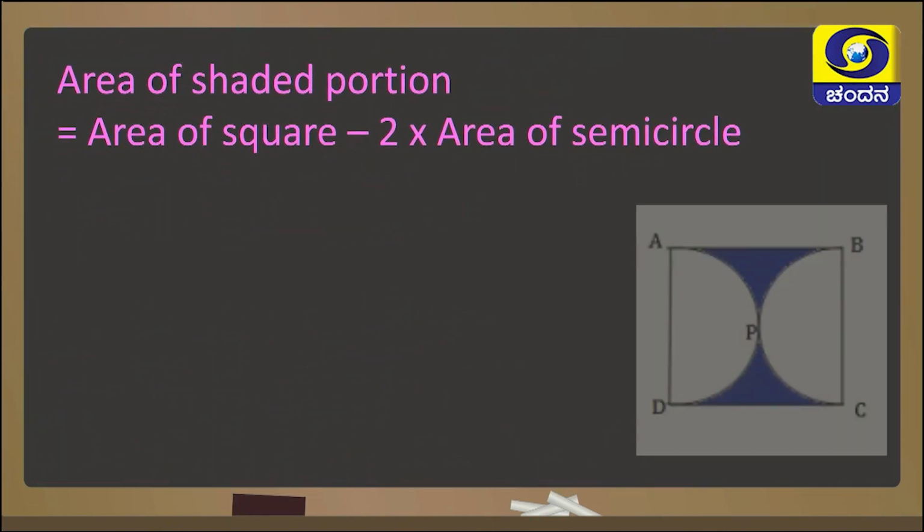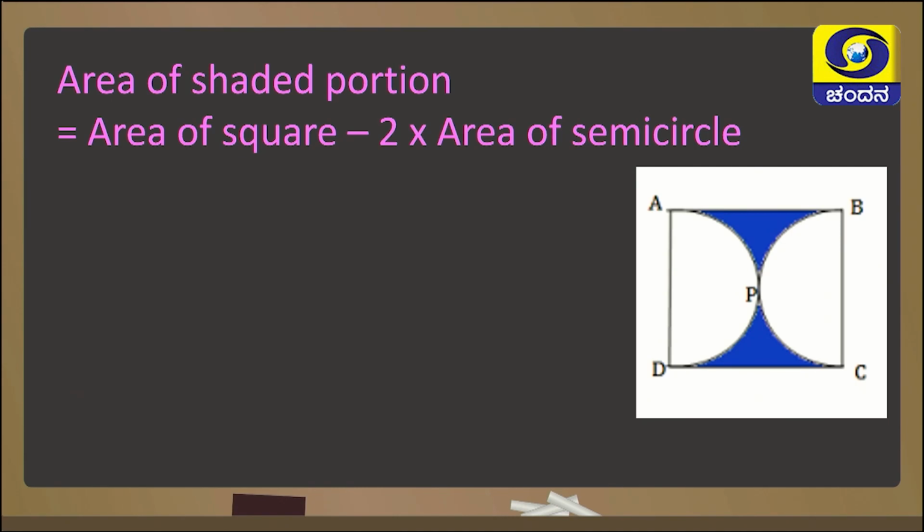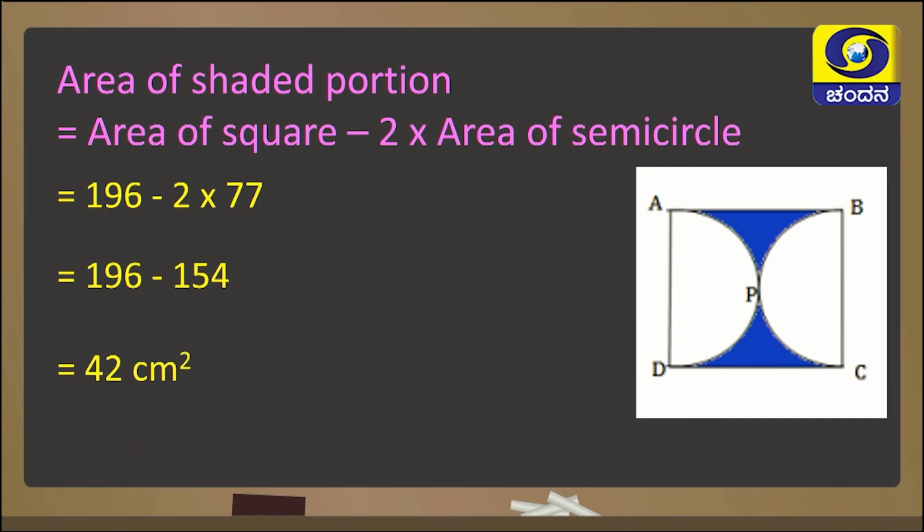Yes. So, to know the area of shaded region, we have to subtract the area of semicircle from the area of square. So, if you subtract the area of semicircle from the square, that is 154, 77 into 2 is 154, 196 minus 154 gives 42 centimeter square. The area of the shaded region of this figure is 42 centimeter square. Children, observe the figure and also remember this answer, final answer, children. Okay. Let us move on to the next problem.